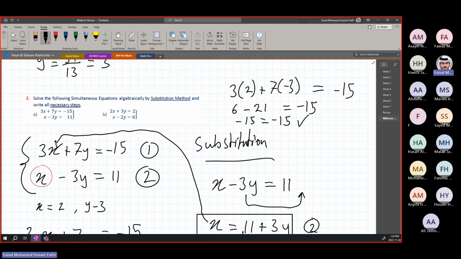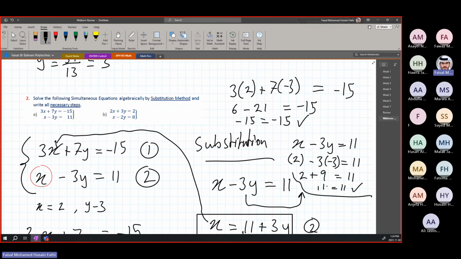And do the same for equation 2. So x minus 3y is equal to 11. We're going to just substitute again to double check, which is 2 minus 3 into minus 3, because y is minus 3, equal to 11. We need to make sure that this is equal to 11. So 2 and 2 is just 2. Minus 3 minus times minus is plus. 3 times 3 is 9 equal to 11. So 11 equal to 11. It's also correct. This part over here, this is just checking.